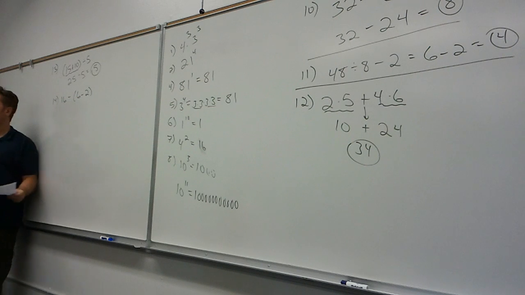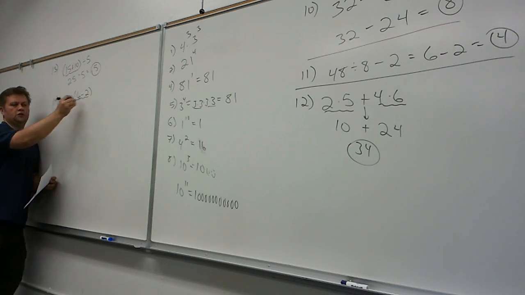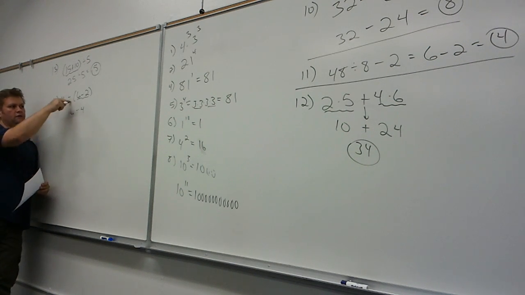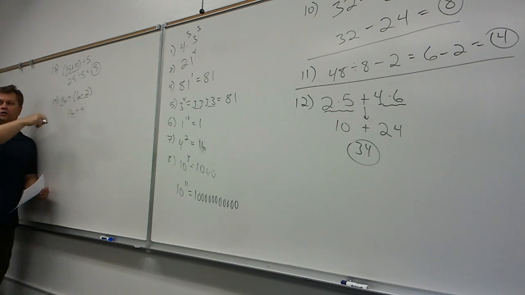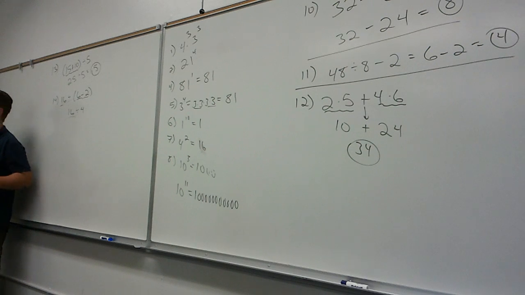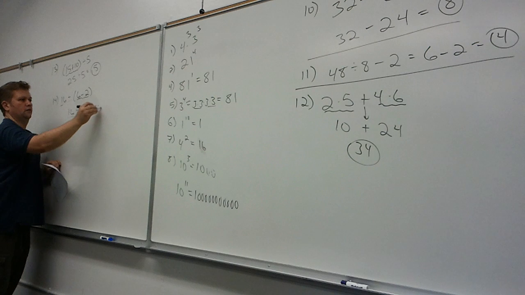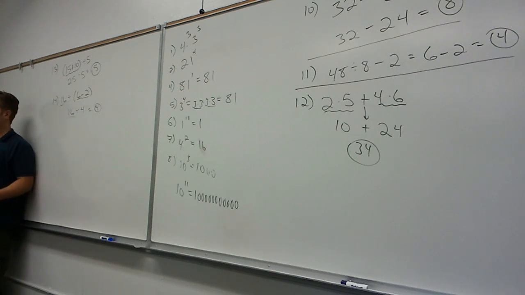So same idea here. What do you do first? Okay. Yeah, you do this first. What's that? 4. So everything else stays the same. 16 divided by, and you just replace 6 minus 2 with what it's also known as. It's also known as 4. And then 16 divided by 4 is 4. Good.